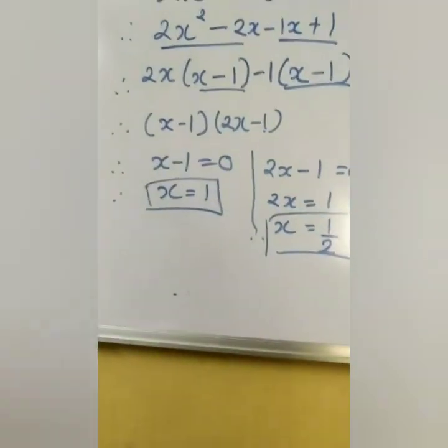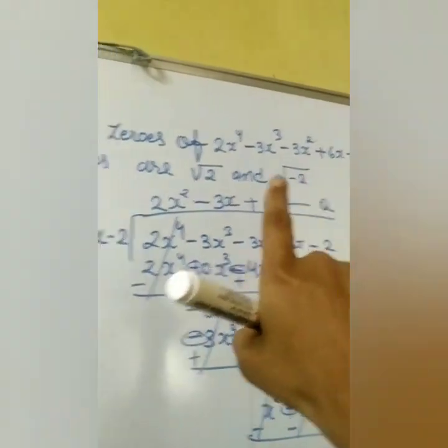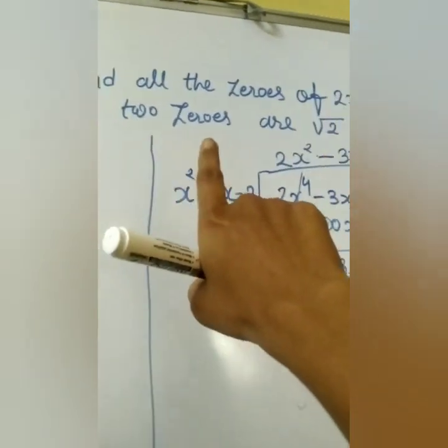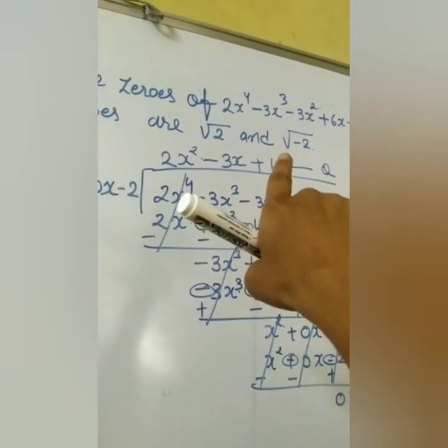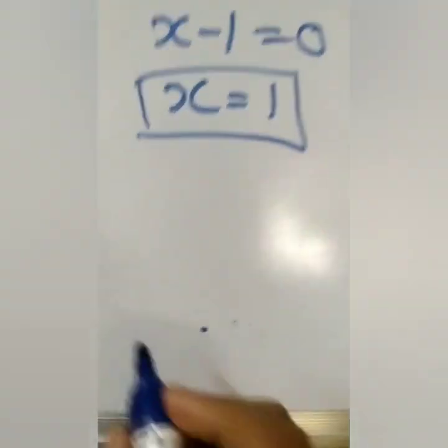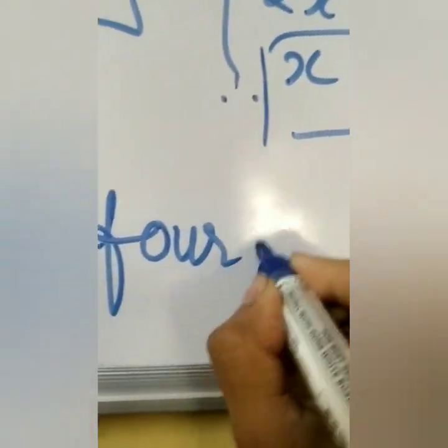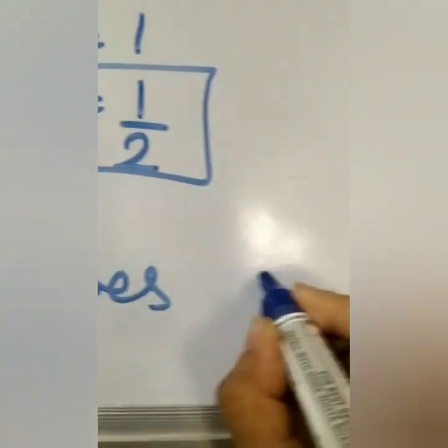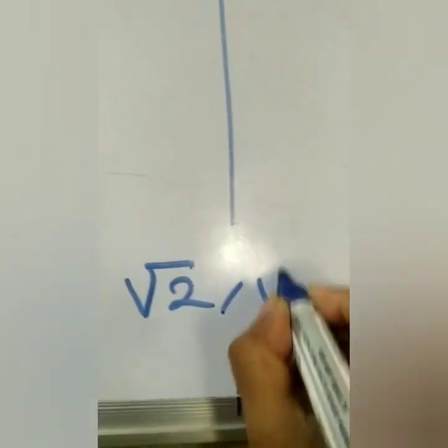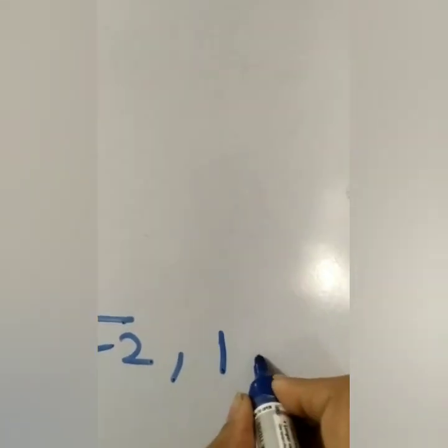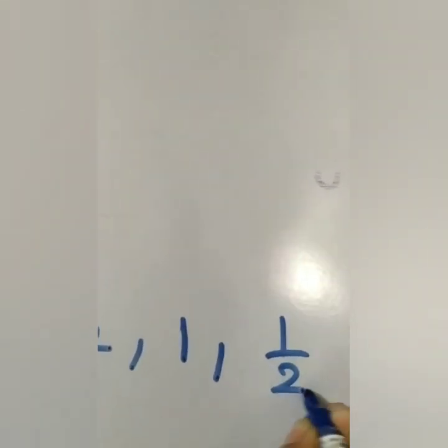So now here they ask us to find all the zeros of this polynomial. It has 2 zeros as under root 2 and minus under root 2. The last line you have to write for the board purpose is that our 4 zeros are under root 2, which is already given in the question, minus under root 2, and here we got 1 as another zero and 1 by 2 as another zero.